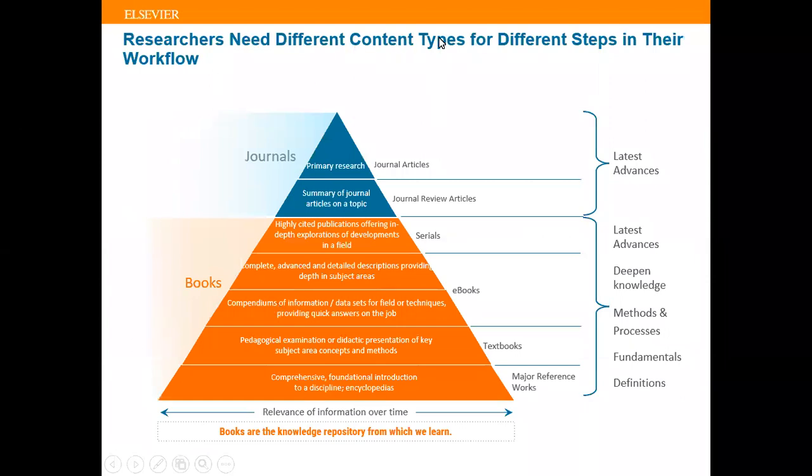Researchers need different content types for different steps in their workflow. So you can find both journal contents and book contents in this ScienceDirect database. Normally, when you start a new project, you will refer to book contents for definitions, fundamental knowledge, methods and processes, and some books will provide you with different knowledge and latest advances. And journals always focus on the primary research and the latest advances.